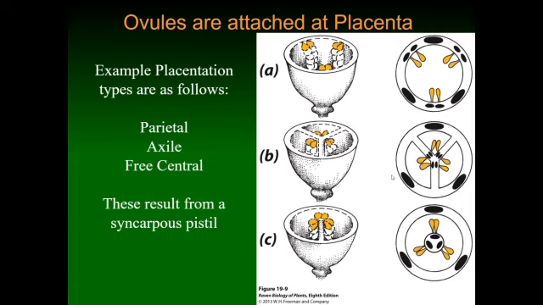Can apple have free central? Apple is basically axile placentation. If you cut one open, there will usually be cross walls. And if you look very carefully, there will be 5 chambers in the center, because apple is a eudicot. When you do a perfect cross section, you'll actually see it.